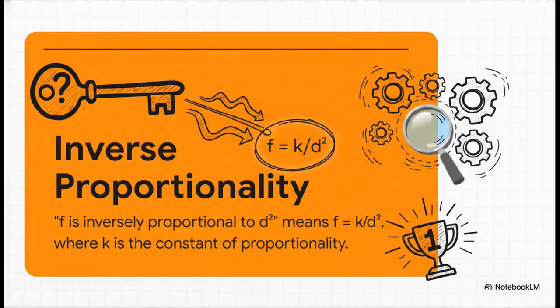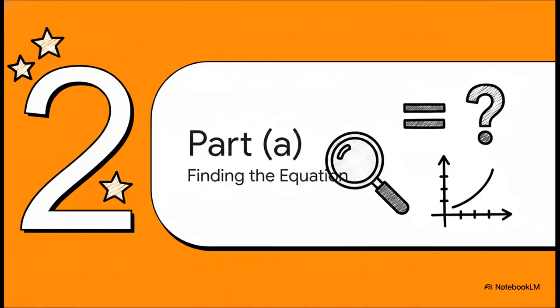That k is the constant of proportionality. Think of it as the secret number, the missing link that connects F and d for any value in this whole setup. Our first job is always to find it. So let's jump into part A and see how we can build our way to those first 2 marks.